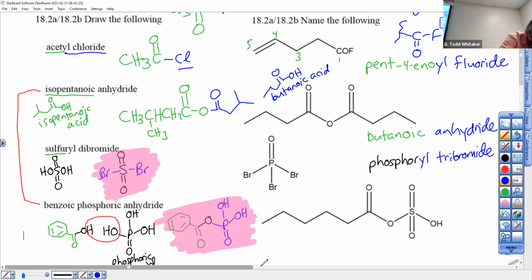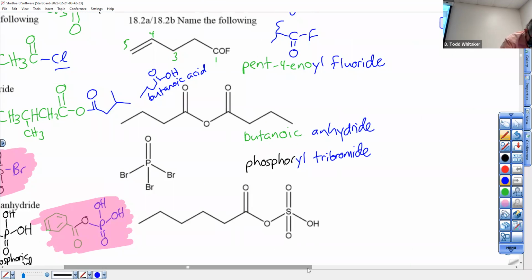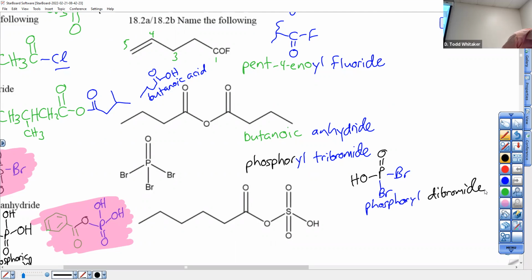Just for reference, do you want to see phosphoryl dibromide? Yes, you do. That would be phosphoryl dibromide. Just for the record, that's an aside.